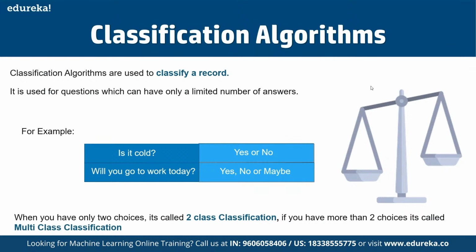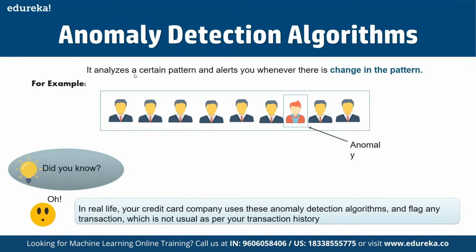All right. For example, let's say we are going to analyze a certain pattern and alert whenever there is a change in the pattern. Let's say we have the given images, and out of these we have to find the odd one out. So this one is going to be a complete anomaly. In real life, your credit card company uses anomaly detection algorithms and flags any transaction which is not usual as part of the transaction history. Let's say we have been purchasing mostly from our own country and have no cross-country transactions. In case some transaction has happened from some other country, that is going to trigger the alarm.